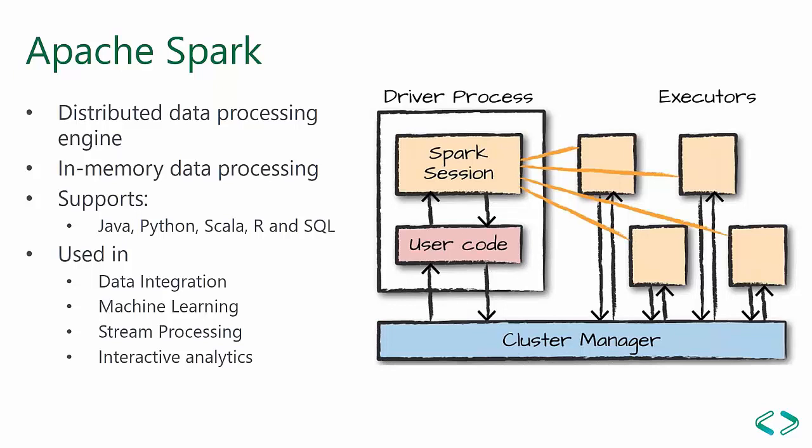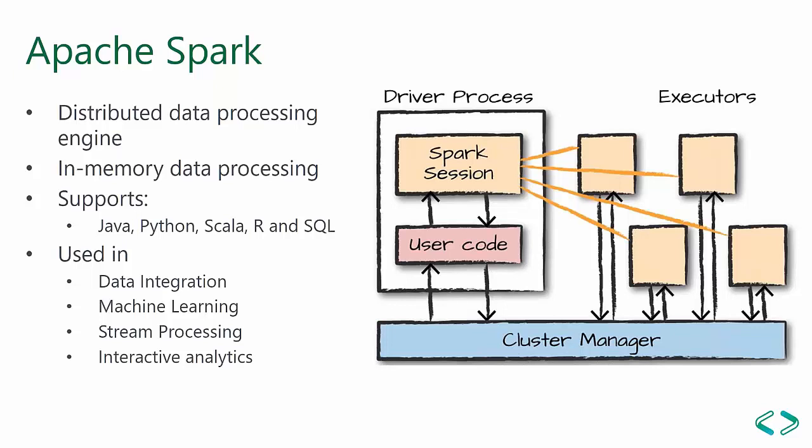Now Spark is a distributed data processing engine. Again, remember, distributed data processing engine. And the key component is in-memory data processing. Now if you are familiar with another distributed data processing engine, Hadoop MapReduce, the difference is that Spark is faster than Hadoop MapReduce, and one of the main reasons for that is that it is in-memory based.